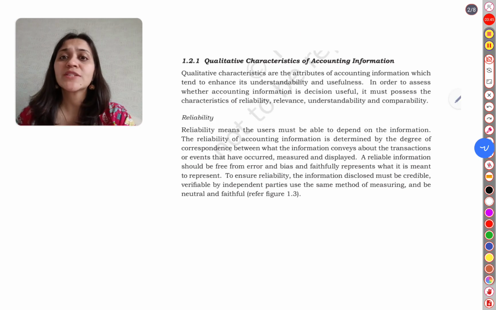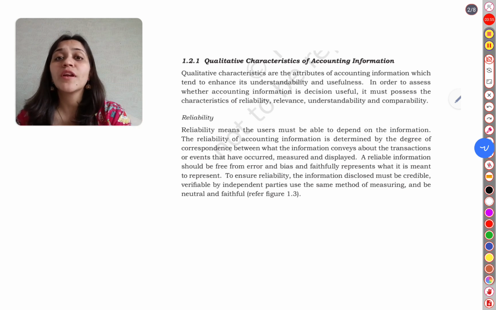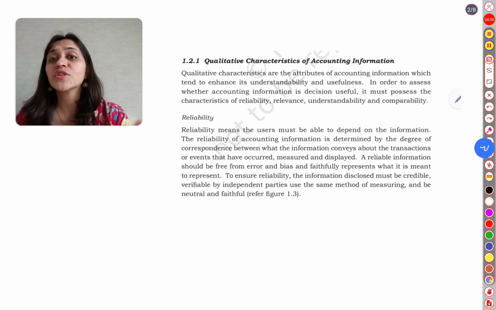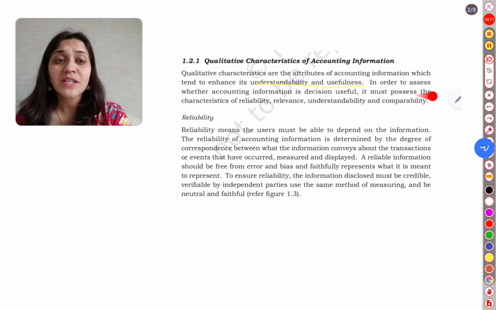Now here our next point is the qualitative characteristics of accounting information. What are the things, what are the abilities, what are the qualities that should be undertaken while understanding the accounting information? One of the most important attributes of accounting information is to enhance its understanding and usefulness. In order to assess whether the accounting information is decision useful, it must possess the characteristics of reliability, relevance, understandability, and comparability. Means all these points are very important.